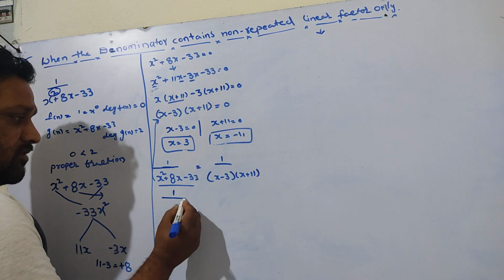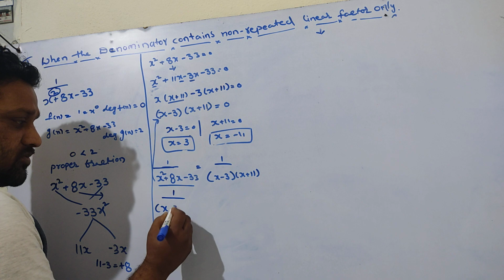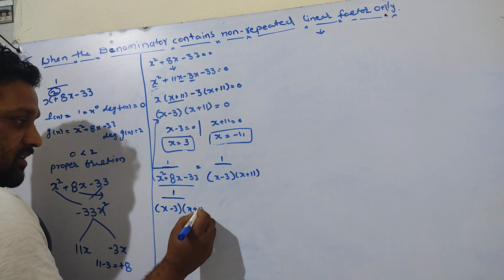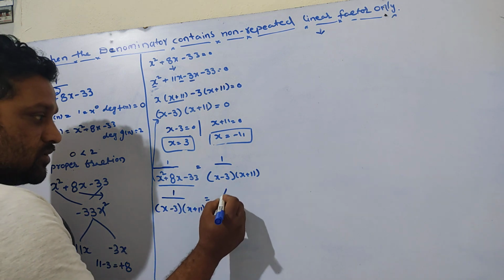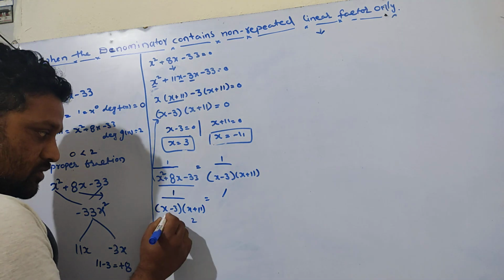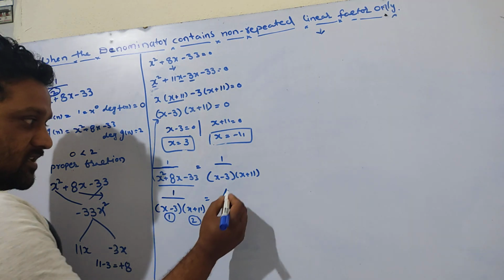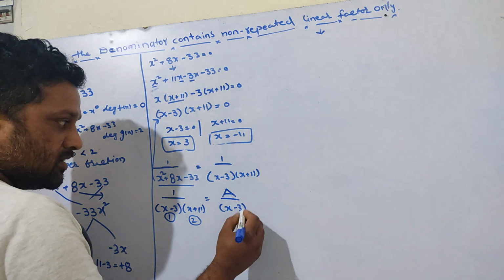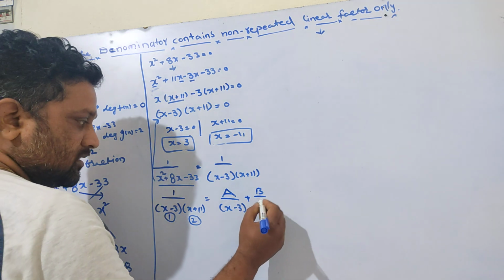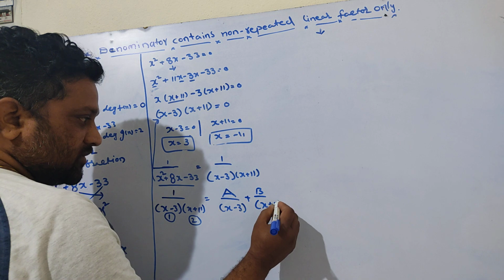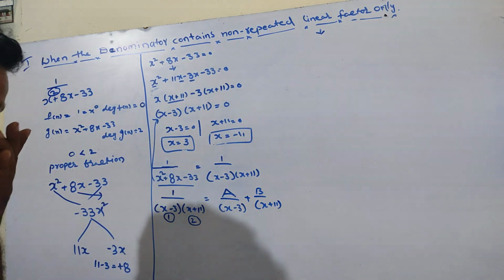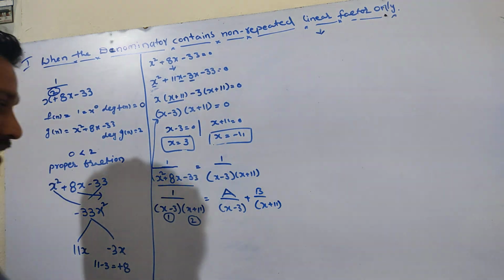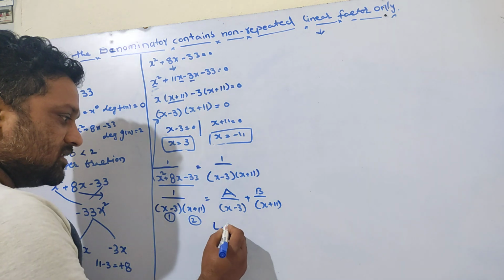What is the general form? 1 by (x minus 3)(x plus 11) is equal to a by x minus 3 plus b by x plus 11. So we have to find the two constant values, a and b.